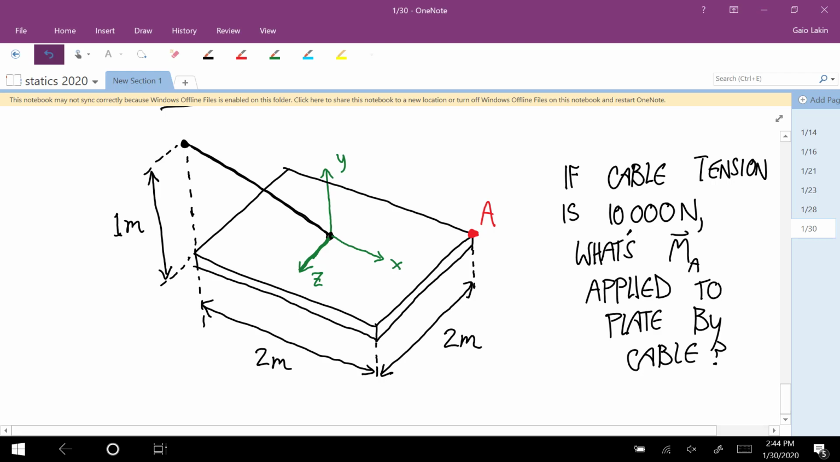So here's the path I'm going to take. I'm going to go 1 meter that way. That's negative x. Then I'm going to go 1 meter that way. That's positive z. And then I'm going to go 1 meter that way.